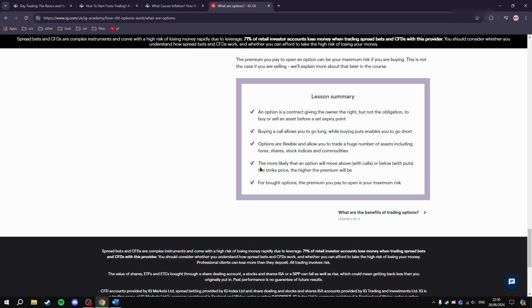An option is a contract giving the owner the right but not the obligation to buy or sell an asset before a set expiry point. Buying a call allows you to go long, while buying a put enables you to go short. Options are flexible and allow you to trade a huge number of assets, including Forex, shares, stock indices and commodities. The more likely an option will move above, with calls, or below, with puts, the strike price, the higher the premium will be. For bought options, the premium you pay to open is your maximum risk.